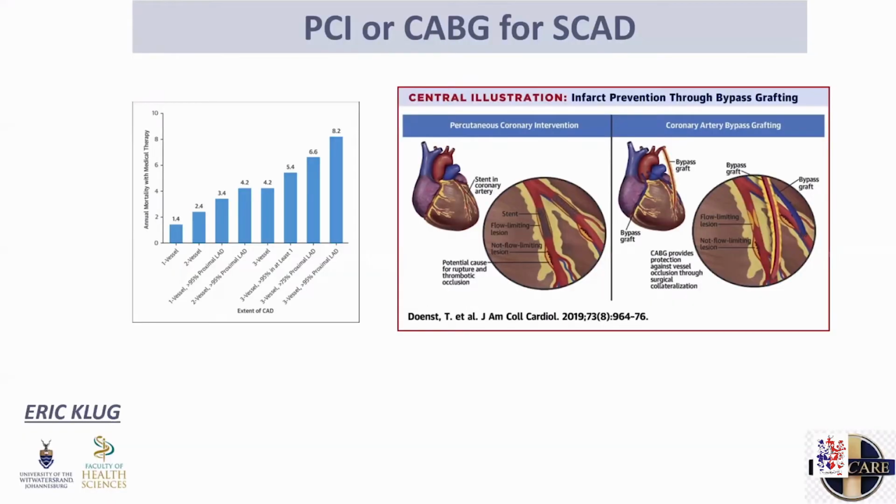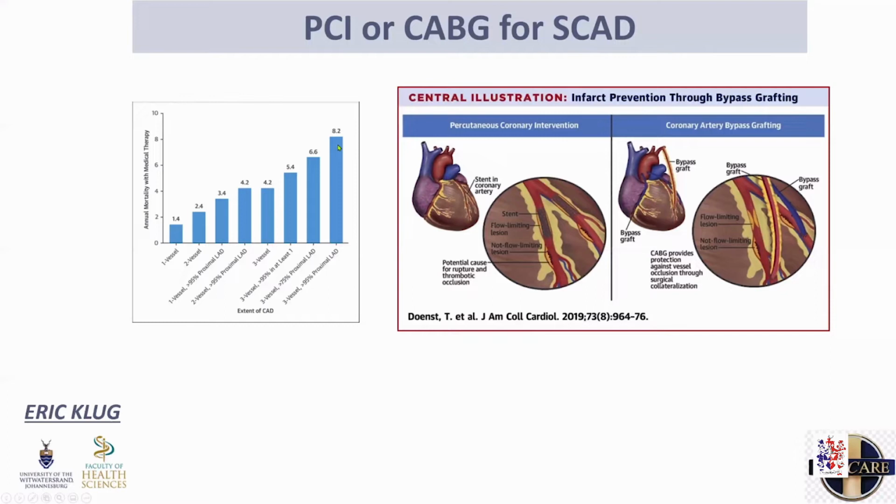My subject is on PCI or CABG for stable coronary artery disease. If you look at the slide on the left, the natural history of survival is much worse as the severity of coronary artery disease increases. So the annual mortality is 1.4% for single vessel disease. But when you get to three vessel disease with a very tight proximal LAD, you've got a much higher, significant mortality.